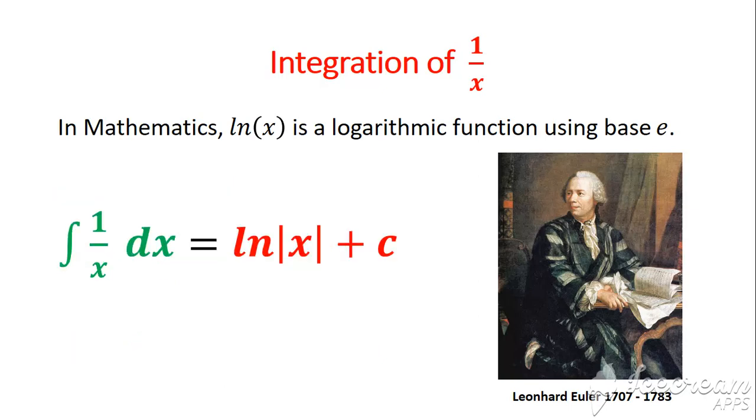Now, if that's the case, then we're going to go backwards and we're going to integrate the function 1 over x, and that's going to integrate back to the natural log of x plus our constant c.